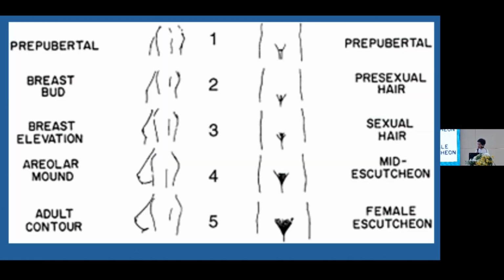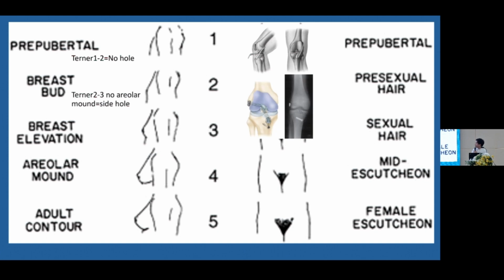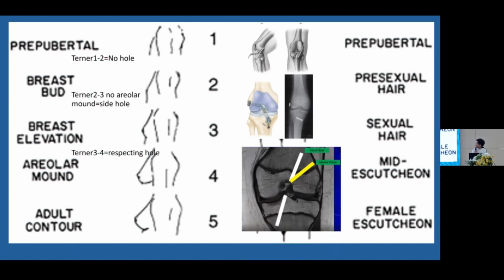For the conclusion, if the patient is Tanner stage 1 or 2, please no hole, no drill. If stage 2 to 3, no tunnel, please take the all-epiphyseal hole. If Tanner stage 3 to 4, please do the physeal respecting hole. If Tanner stage 4 to 5, you can do the traditional hole.